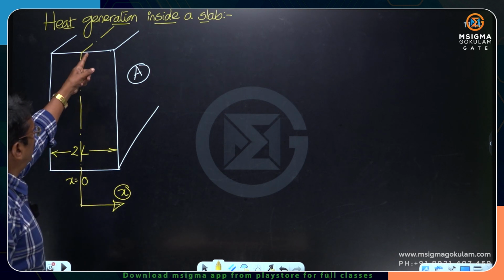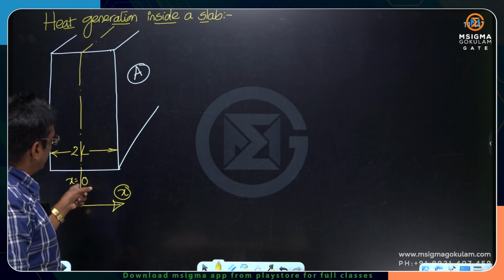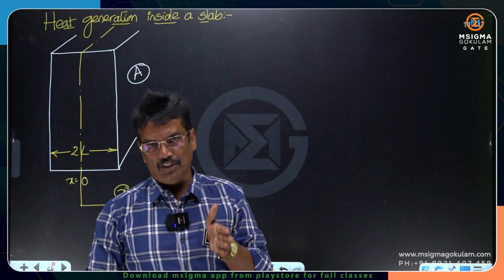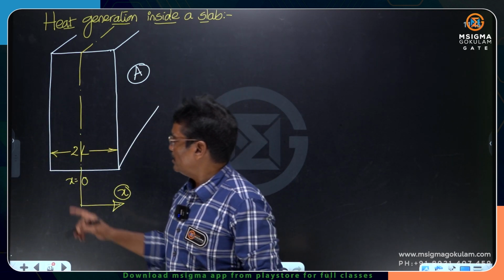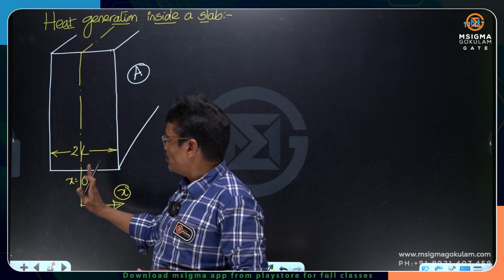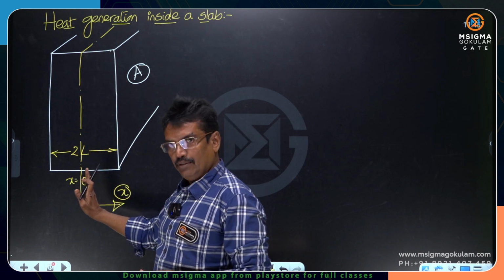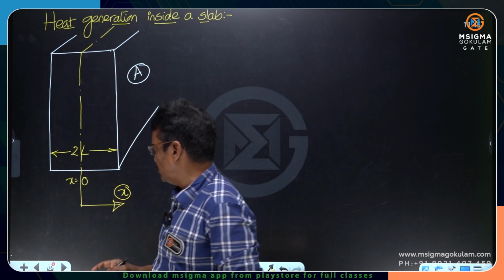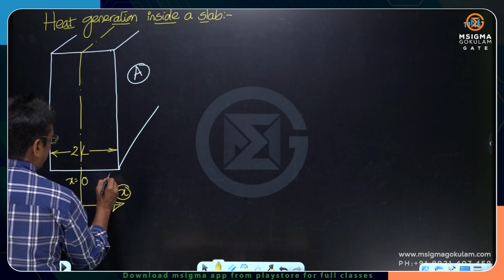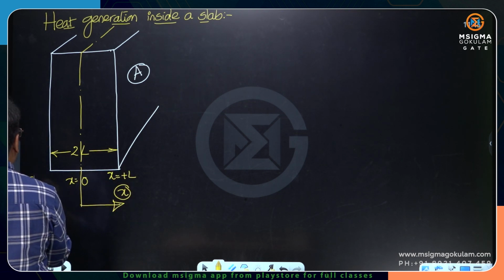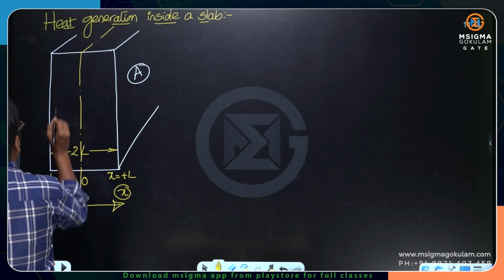This yellow line I have shown is the midplane of the slab, the center line. The slab is of thickness 2L. The midplane of the slab I have considered as the reference line to measure the x coordinate. X is 0 at that midplane; on the right hand side x will be plus L, and on the left hand side x will be minus L.